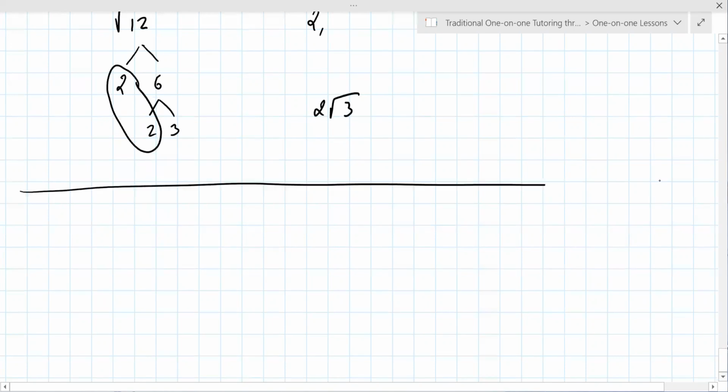Let's try one that's just slightly more difficult here. Let's have you try the square root of 60. And I'll check back with you in a moment.